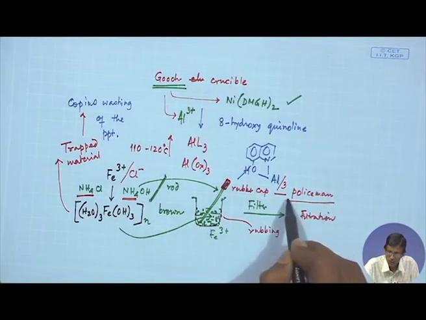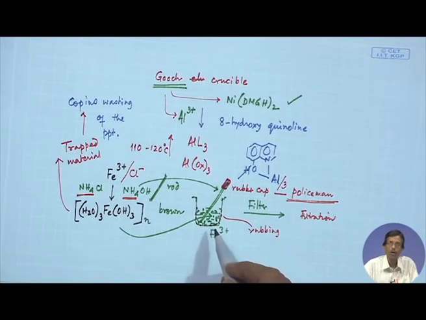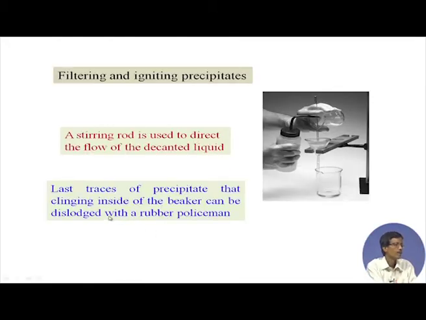So, you should know what a policeman is, how you can make it, and how you use it for removing the last trace of ferric hydroxide from the beaker. So, dislodge the last trace of the ferric hydroxide from there.